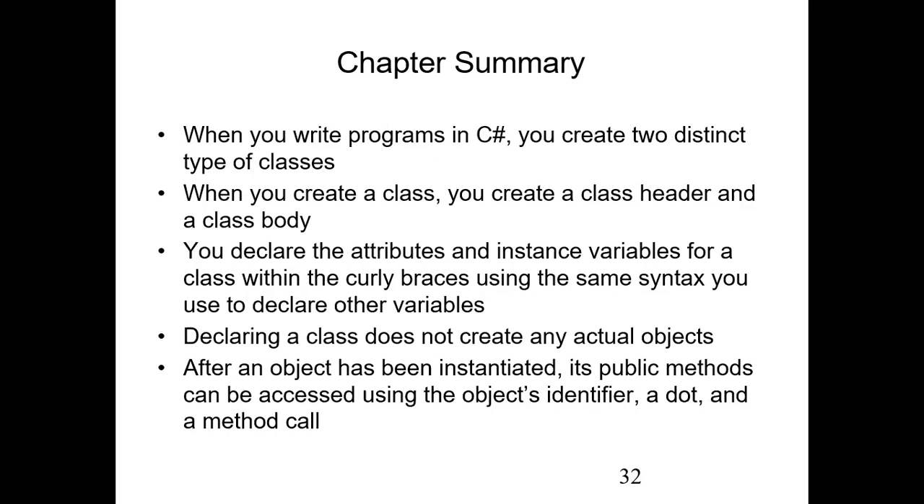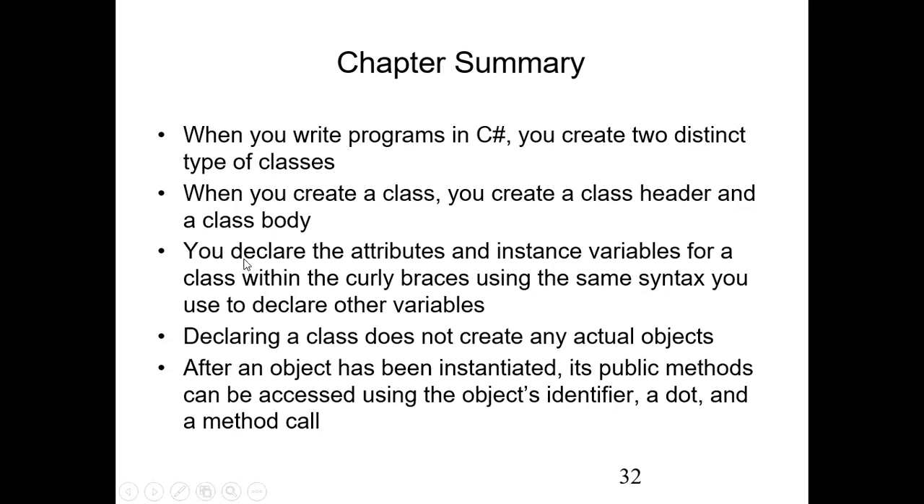Okay. So in summary, when you write programs in C#, you create two distinct types of classes: a class with the main method and a class without the main method. When you create a class, you create a class header and a class body. You remember a class header includes an optional modifier, like an optional access modifier. And then we have the mandatory keyword class, and then the mandatory name of the class, the mandatory curly braces, and then the optional code for that class.